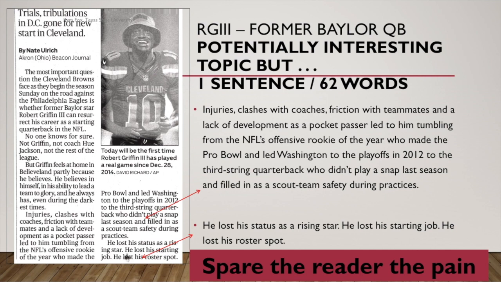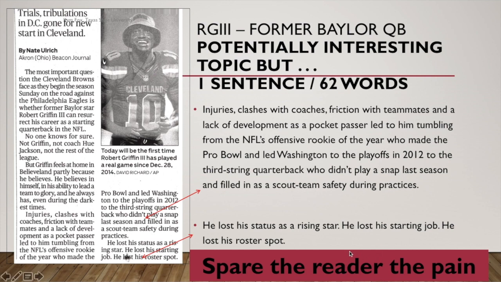This is a story about RG3, the former Baylor quarterback. And so it's not a bad little story, but listen, I'm going to try to read this sentence if I can. 62 words. Injuries, clashes with coaches, friction with teammates, and a lack of development as a pocket passer led to him tumbling from the NFL's Offensive Rookie of the Year, who made the Pro Bowl and led Washington to the playoffs in 2012, to the third-string quarterback who didn't play a snap last season and fill in as a scout safety during practices. Oh my gosh. That is such a ridiculously long sentence. And so much information, right? So that needs to be broken up.